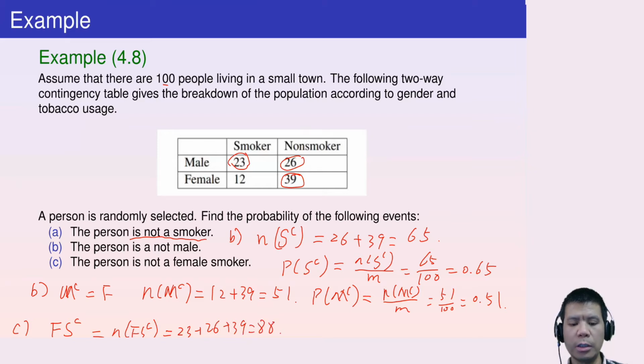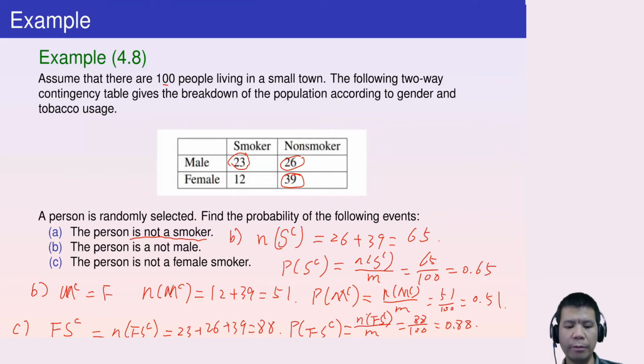I think that's 88. So therefore the probability of not female smoker equals N of female smoker complement over M, equals 88 over 100, equals 0.88. So that is what we have. Basically, we have this concept of complement. Complement of an event means not this event. So smoker, not a smoker. Male, not a male. Female smoker, not a female smoker. That's a complement.